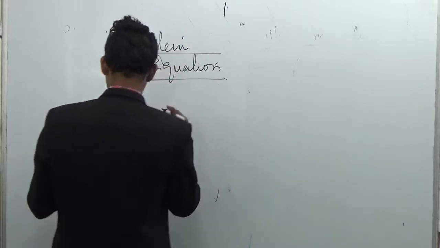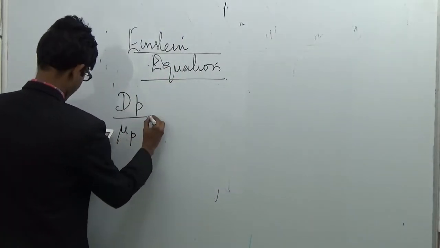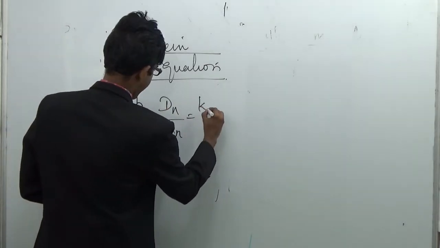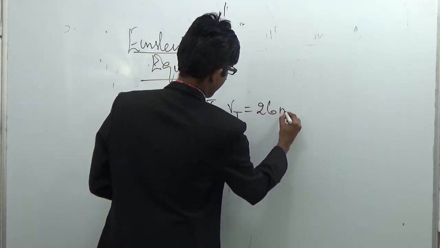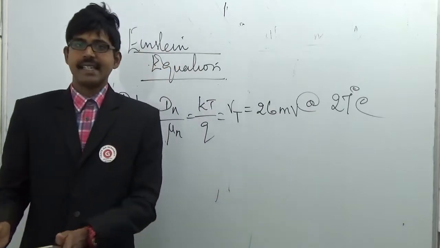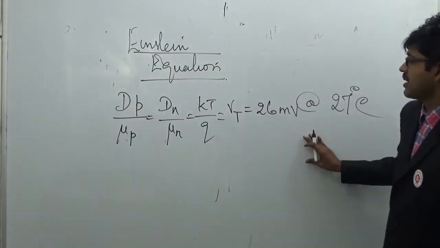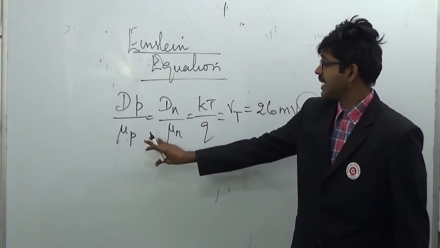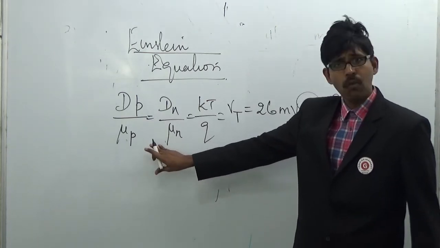Take down the equation for it. It's going to be Dp by mu p is equal to Dn by mu n is equal to kT by q is equal to Vt. This is going to be equal to 26 millivolt at 27 degree Celsius. Okay, so this is a very important equation for calculating the diffusion coefficient or for calculating the mobility.